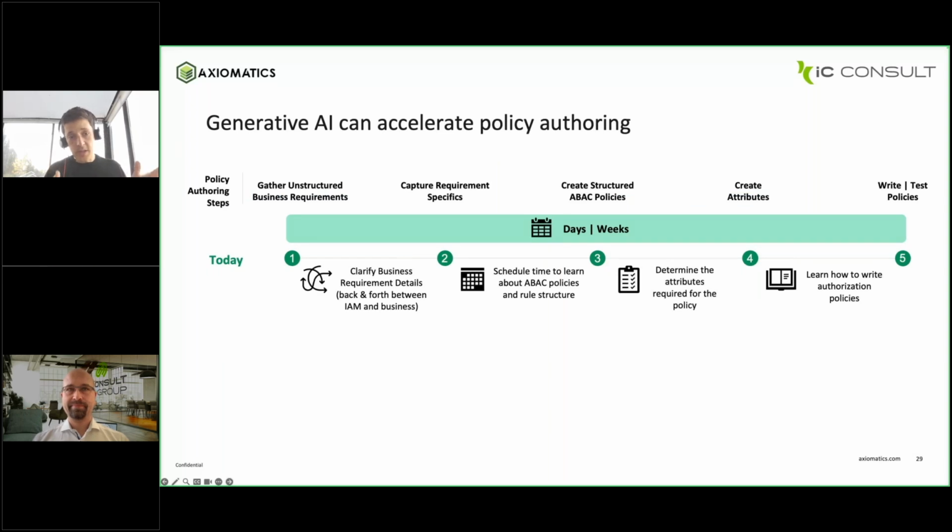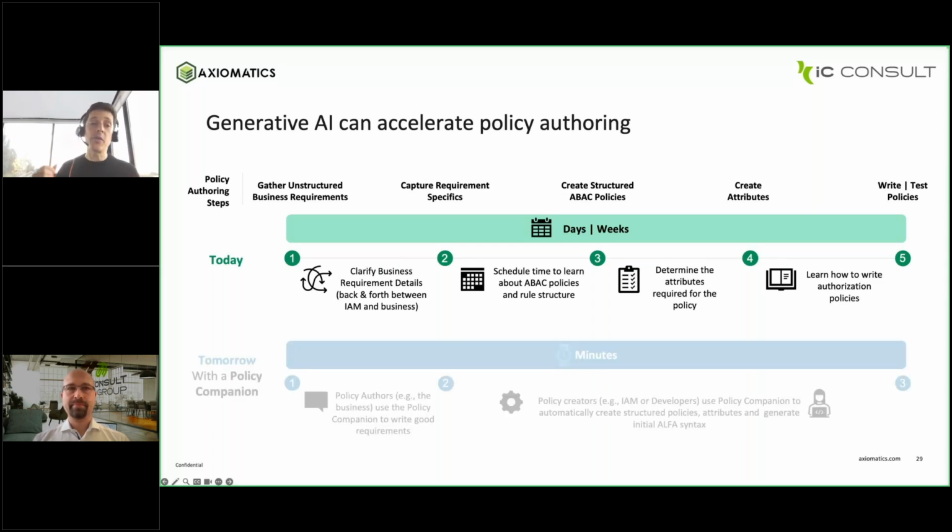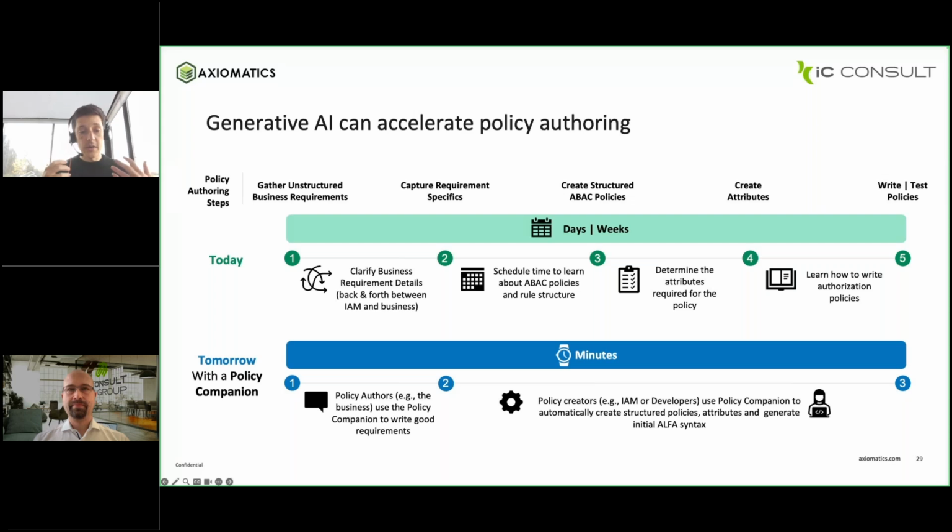And if you do that correctly, of course, it can help accelerate policy authoring from weeks to days or even hours, because it can find the right sources of attributes for you. It can find the right requirements for you. So it's really that whole idea that you can learn the language more quickly.